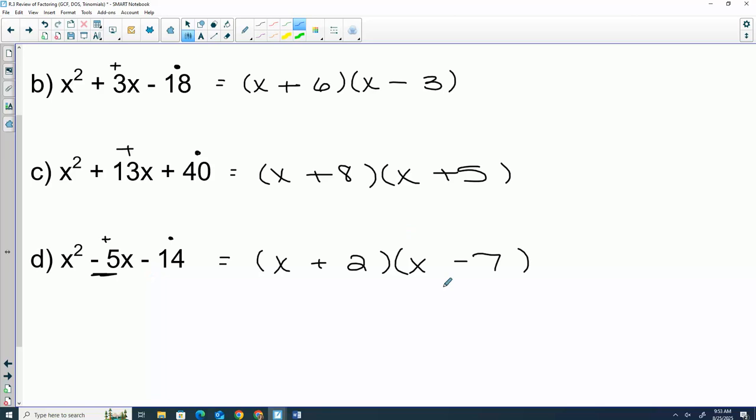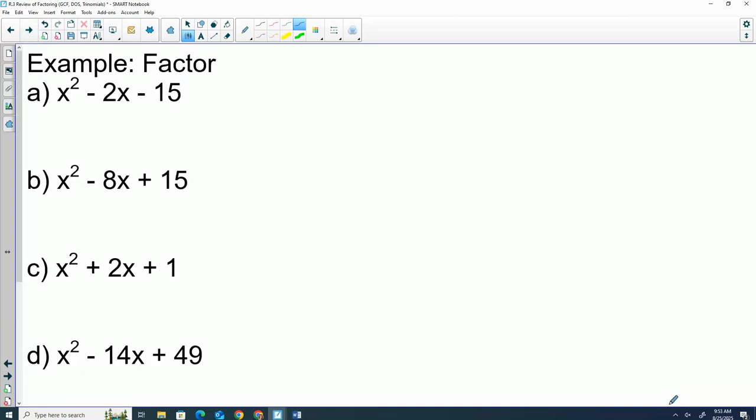All right, I'm going to put a couple up here. It's up to you if you want to write down the problem. If you just want to jot down your answers, I'm just going to walk around and kind of check, see if we're doing okay with this before I move on. Okay, so here's a few for you guys. So first one, multiply to a negative 15, so we know we have to have a positive and a negative. Add up to a negative 2, so the bigger one's negative. So negative 5 and positive 3.